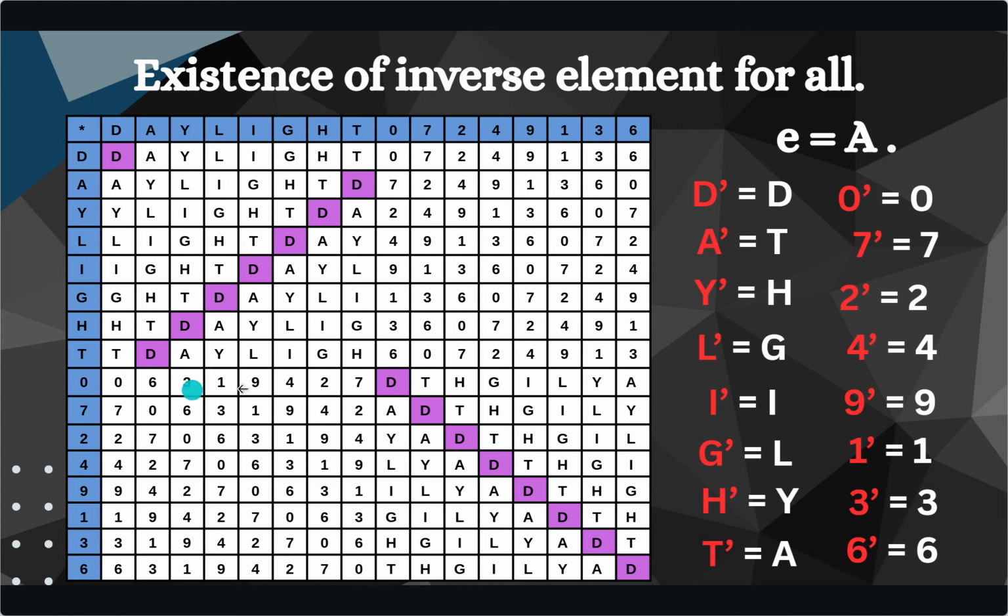And the inverse of 0 is 0 itself. The inverse of 7 is 7 itself. 2, its inverse is 2 also. 4, the inverse of 4 is 4. 9, the inverse of 9 is 9. The inverse of 1 is 1. And the inverse of 3 is 3. And lastly, the inverse of 6 is 6. Therefore, there is an existence of inverse element for all elements in the set.